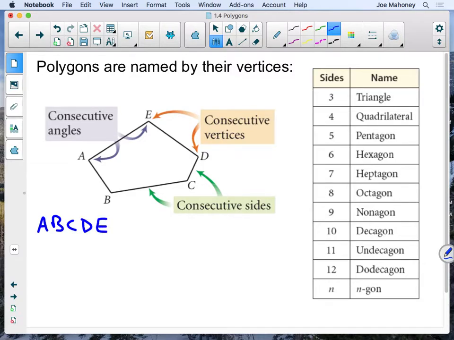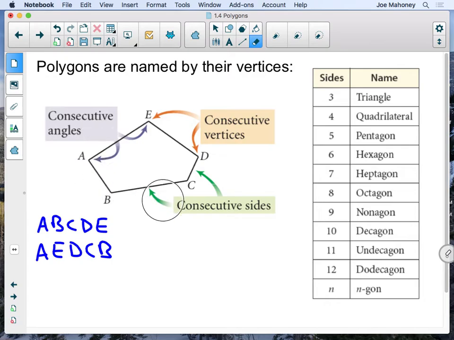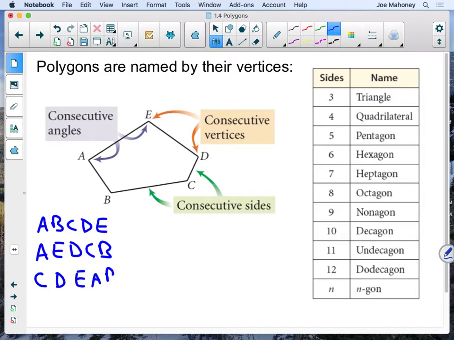And we name it in a consecutive order. So if we start at A, we could go to B, then C, then D, then E. Or we could call it A, E, D, C, B. That would be good. We would just go the other way around it. You don't have to start at A either. You could call it polygon C, D, E, A, B. That's okay also. But you want to make sure that you put the consecutive vertices in order.